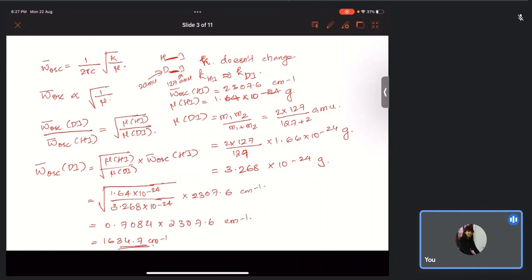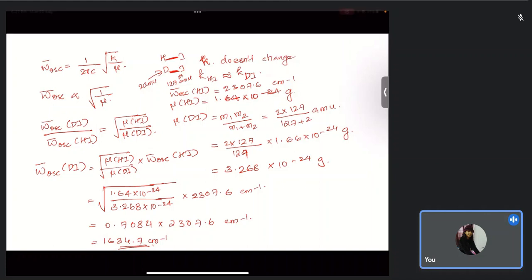Yeah, so this is how omega bar OSC, the frequency of transition, will be 1634.7 when it is D I. When it is H I, it is 2307.6. So this is what we have been asked to find in the first question.